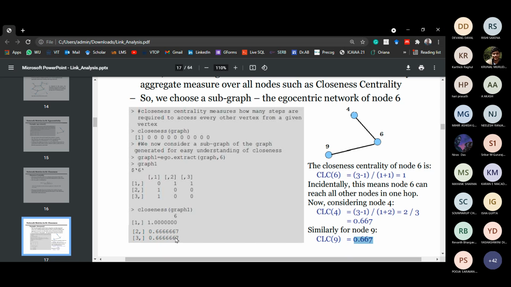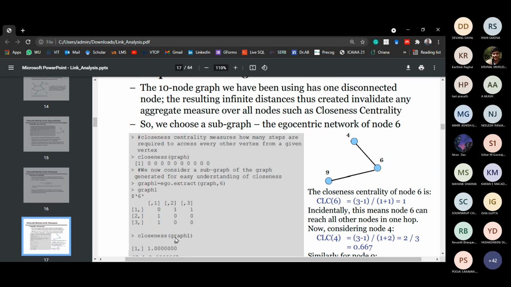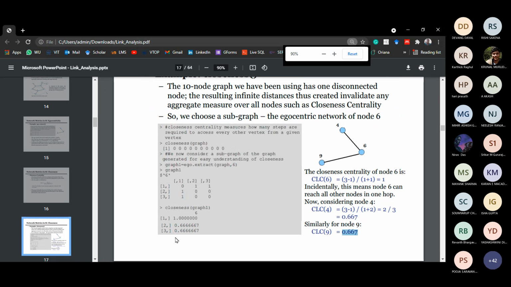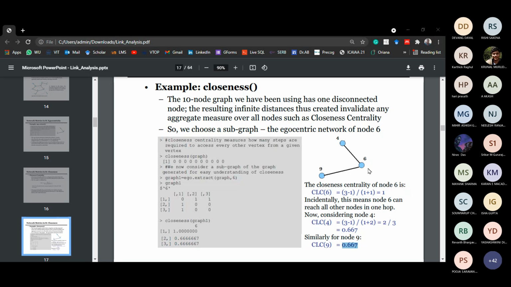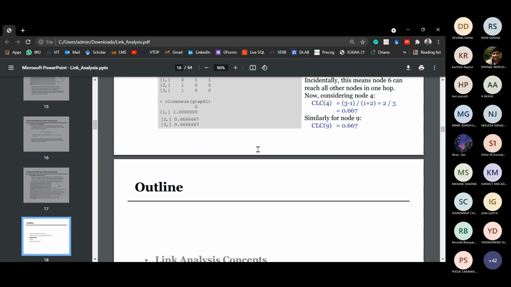So what are you going to infer from this? What is the use of this closeness centrality? The node which has the highest closeness centrality will be the node which has the maximum reachability. If I start from 6, I can cover and reach the maximum number of nodes in my network. That is called closeness centrality. Okay, so I hope you're seeing. We'll go for the next metric.